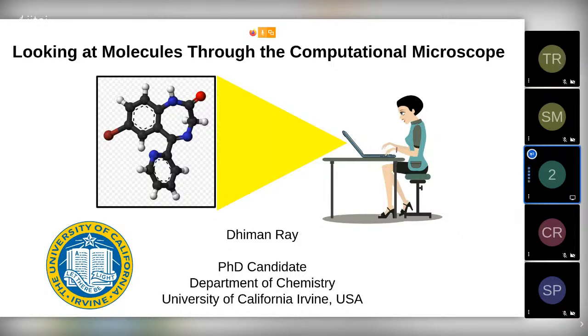Thank you very much for giving me this opportunity to talk to you about some of the interesting things which make me excited about computational chemistry. So I am Dhiman. I am from the Department of Chemistry of University of California, Irvine, USA. In this talk, I will give a broad overview of computational chemistry and its applications in different parts of chemistry and other scientific questions. So the title of the talk is Looking at Molecules Through the Computational Microscope.